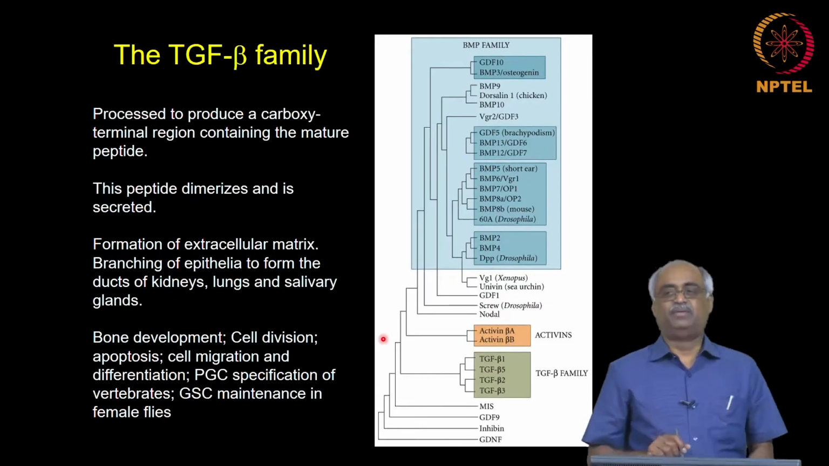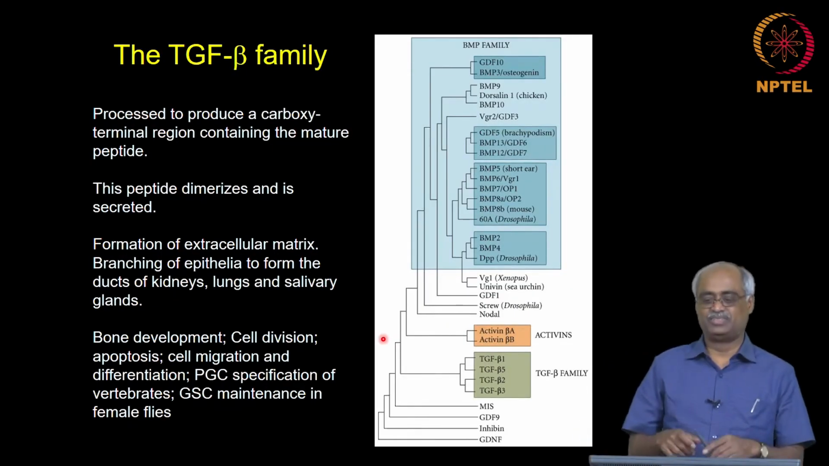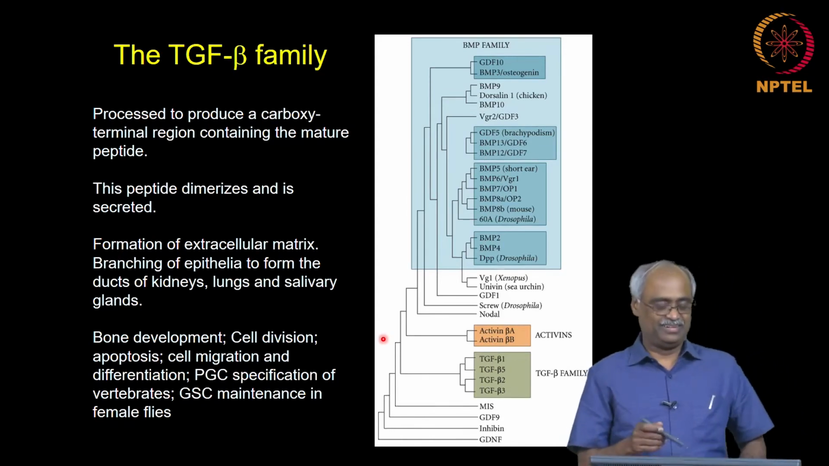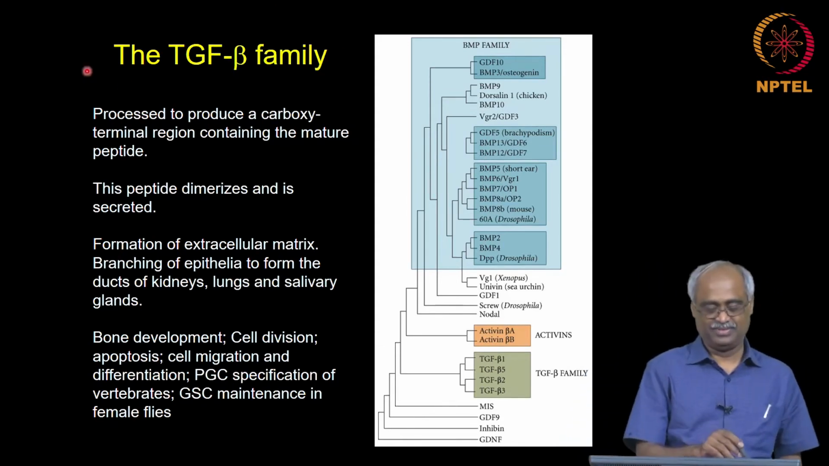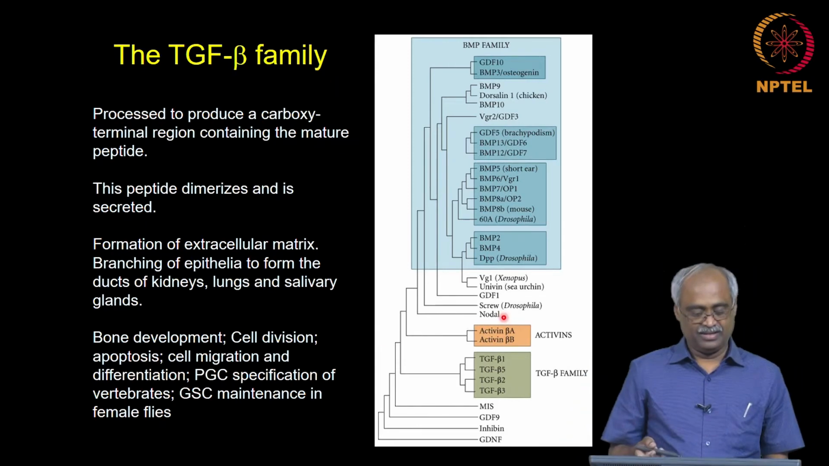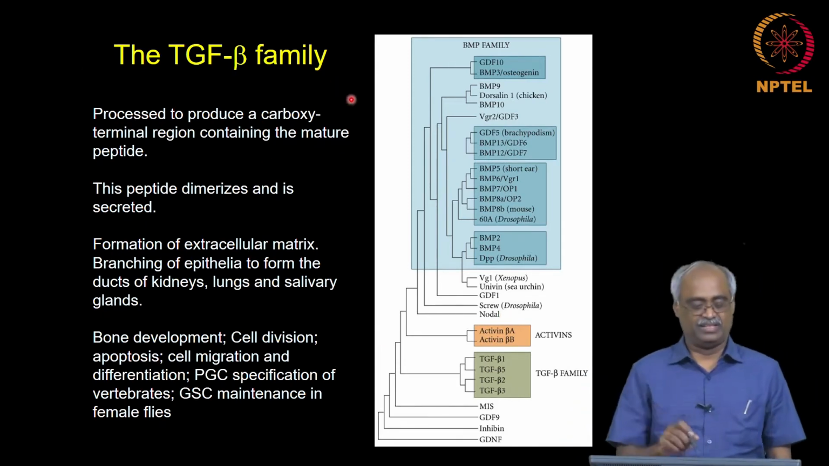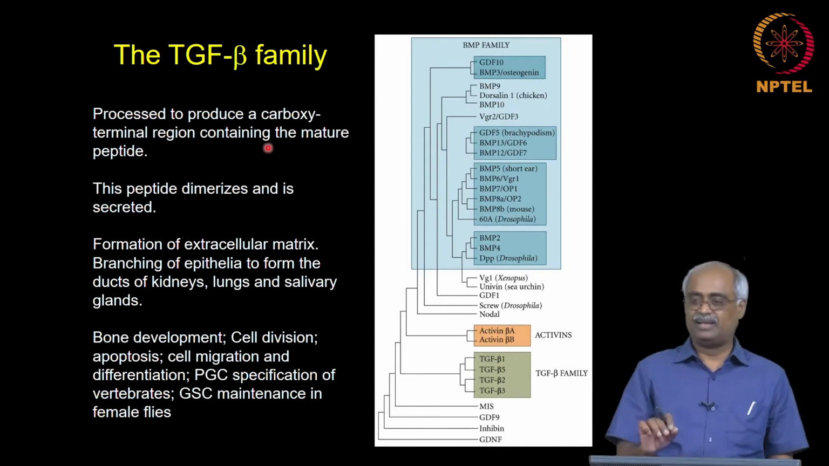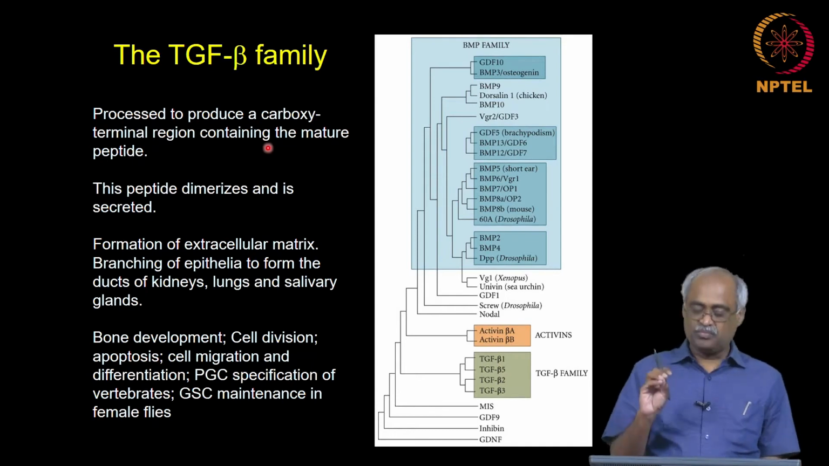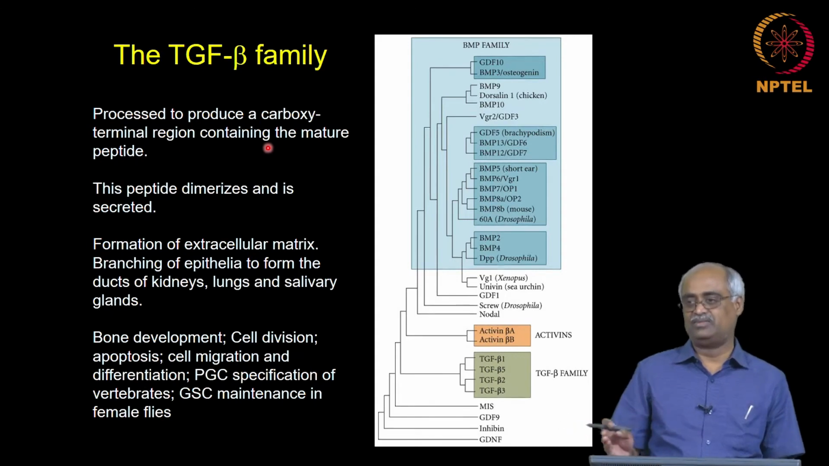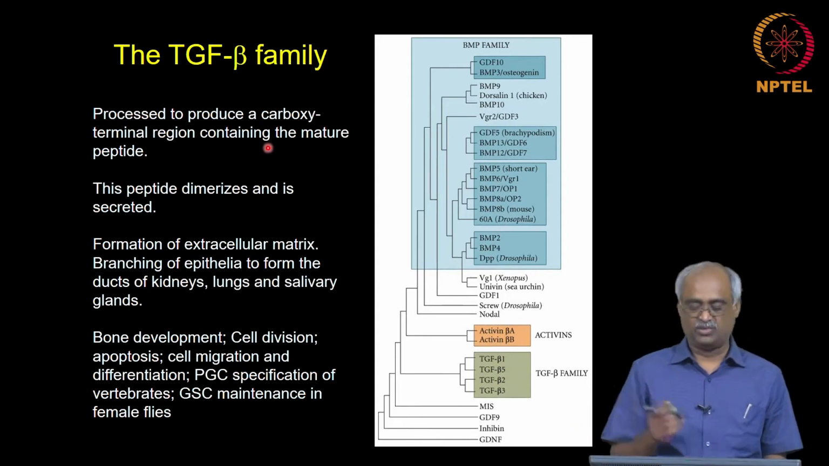Okay, the next one is a mega family. Okay, it's a super family having multiple families inside. This is called TGF beta. And so here the ligand is actually the carboxy terminal, that is the mature form. Okay, the carboxy terminal is cleaved and secreted out, that is what is the TGF beta, and that dimerizes and then going to bind to the ligand, sorry, receptor.